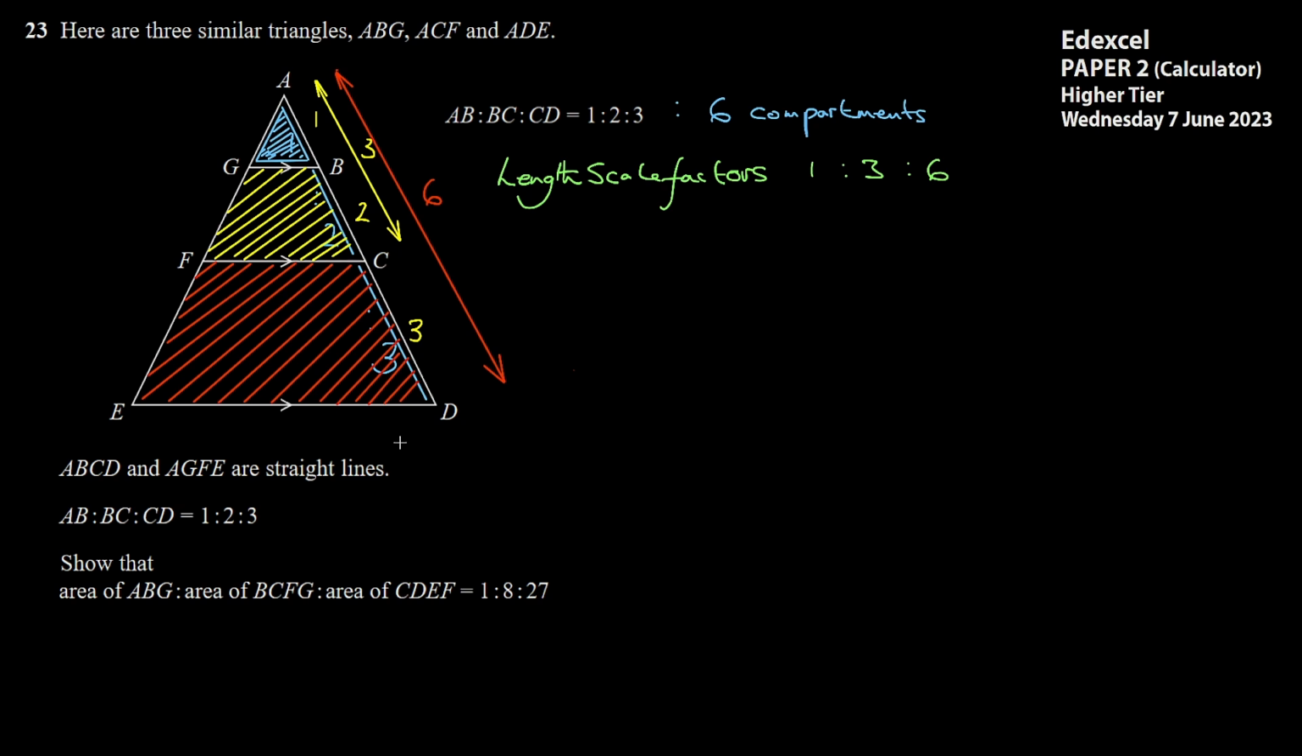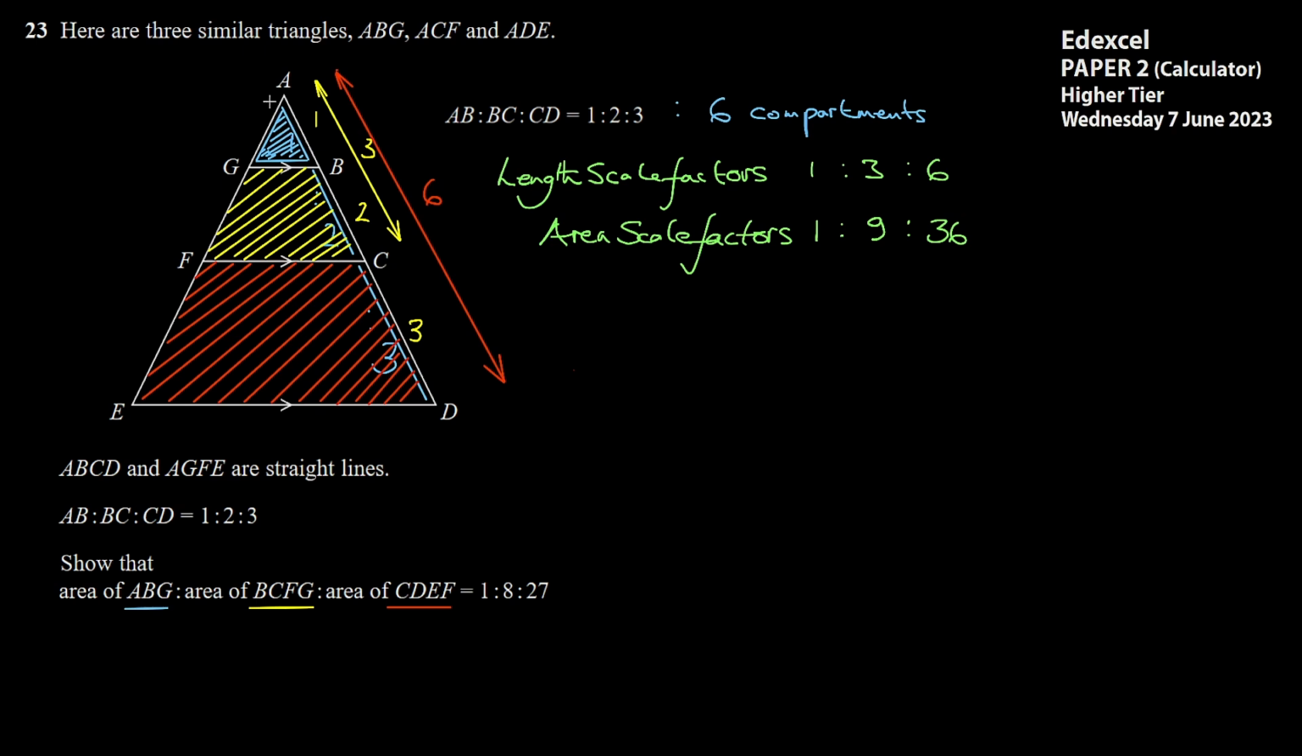As you notice, I've shaded some of the areas concerned. The blue area is ABG, the yellow area is BCFG, and the red area is CDEF. So how do we get to it from these length scale factors? Well, the area scale factors will be each of these numbers squared. So that'll be 1 to 9 to 36.